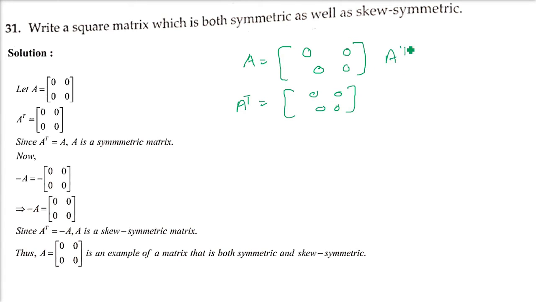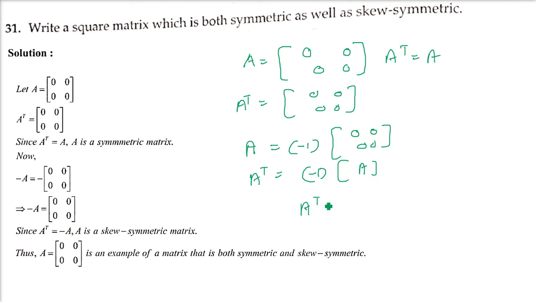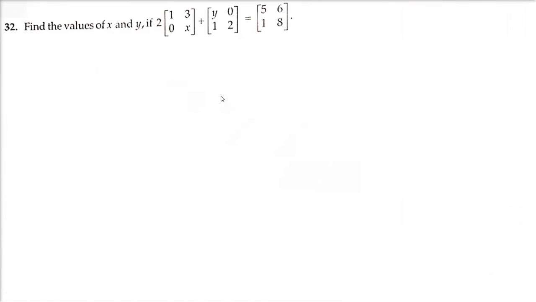So A transpose will be equal to A. If you take the negative of A, that is minus 1 times this null matrix, and take the transpose of this, even if you take minus inside, it doesn't matter. It will again be minus A only. So transpose will be minus A. That is both symmetric and skew symmetric, because both times it is coming as a symmetric matrix and also as skew symmetric, because just multiply by minus A, and on the right hand side minus of 0, 0, 0, 0.